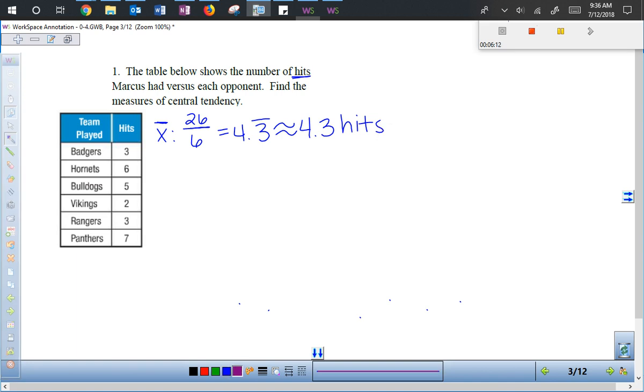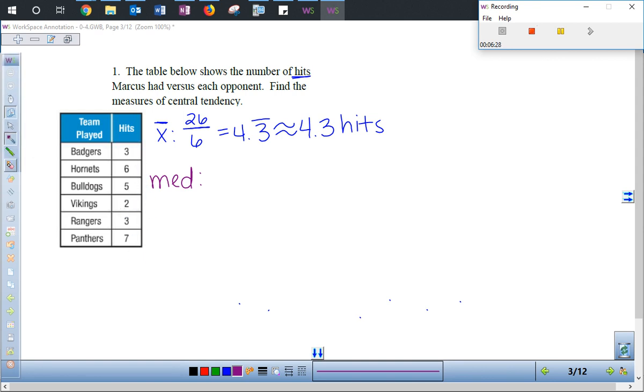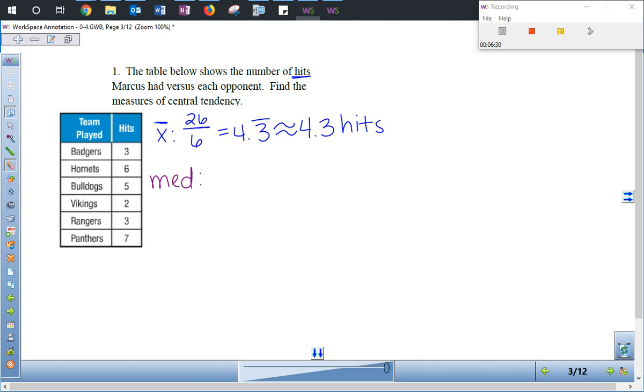Next thing we're going to talk about is the median, and the median is the middle value of this data. So to find the median, it's very important that you have your numbers in numerical order. You can't just choose the number in the middle of how they listed it. You've got to make sure that it is in numerical order. So we need to take a minute and rearrange these numbers to go in order from smallest to largest.